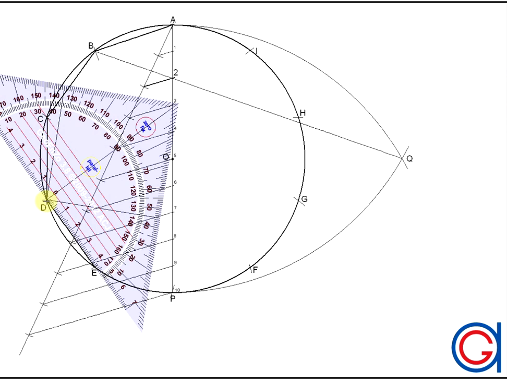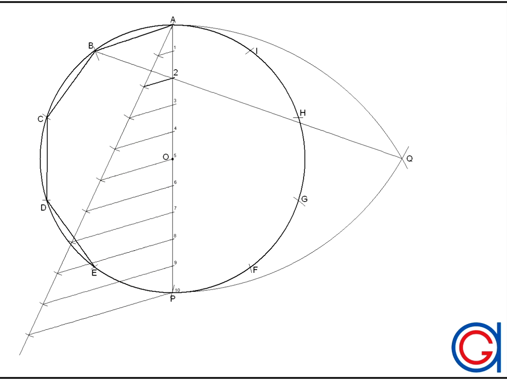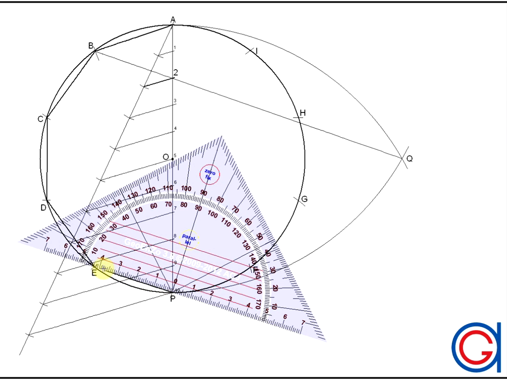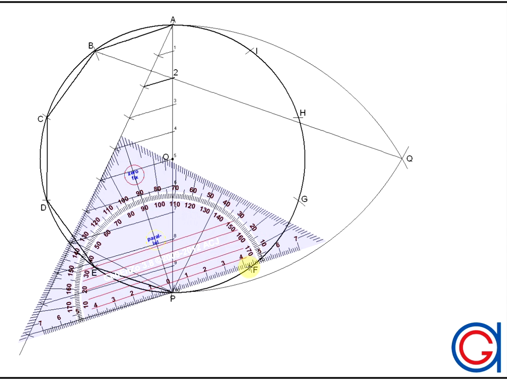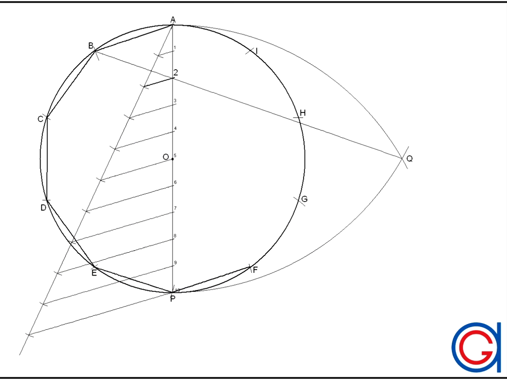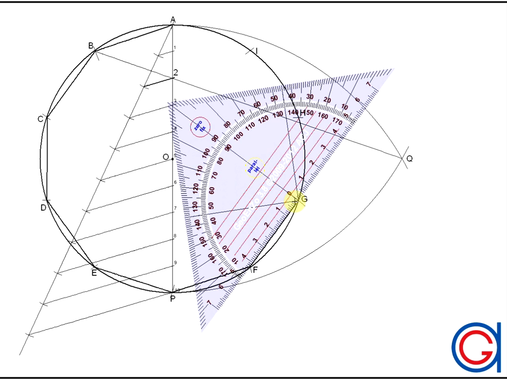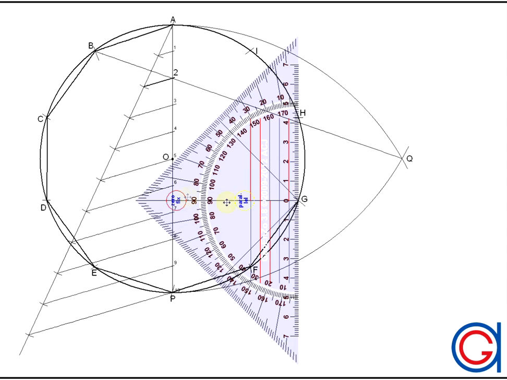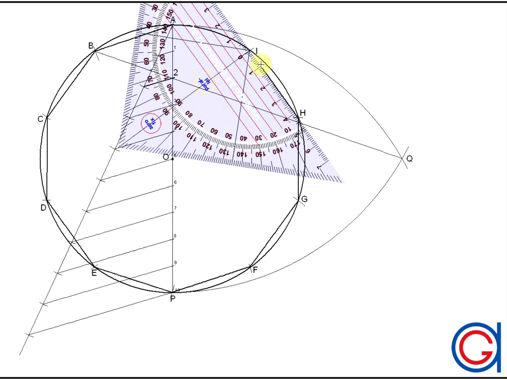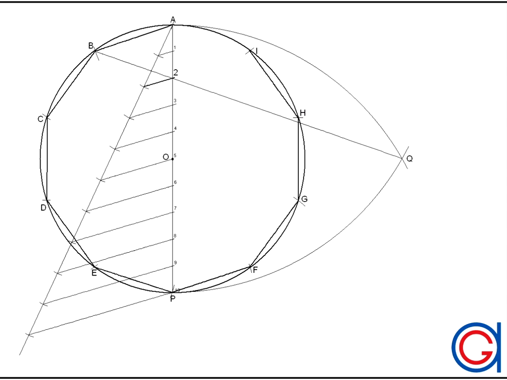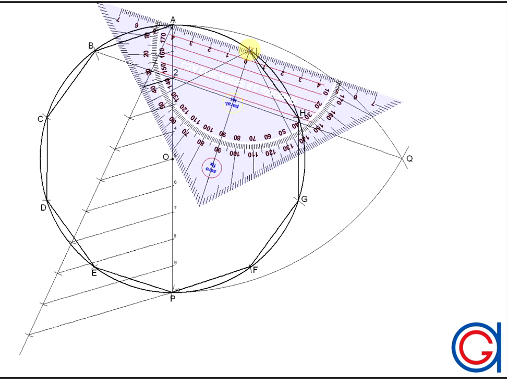So finally, now we join the vertices as shown: A to B, B to C, C to D, D to E, E to F, F to G, G to H, H to I, and finally closing the polygon by joining vertices I to A, until we have the perfect decagon we were looking for.